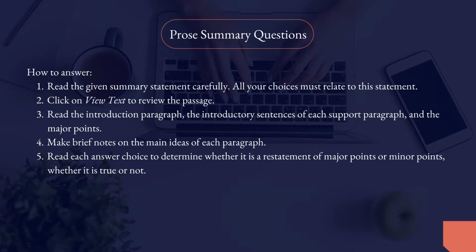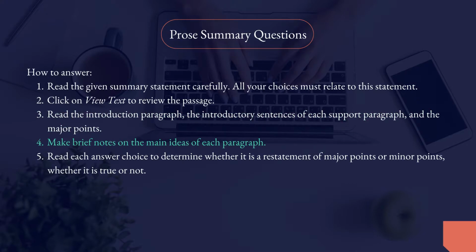Now, let's see how we need to answer these questions. Step number 1. Read the given summary statement carefully. All choices must relate to this statement. Number 2. Click on View Text to review the passage. Number 3. Read the introductory paragraph and introductory sentences of each support paragraph and the major points. That is, in the beginning of each paragraph, the important information is given. Read that part and find out whether there are other major points throughout the paragraph.